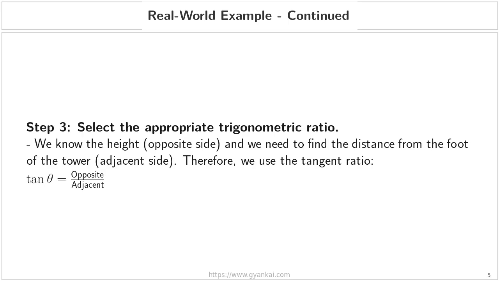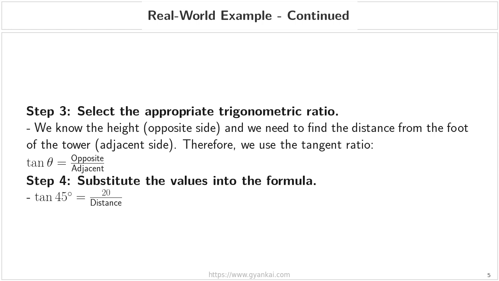Take a look at the triangle we are working with. We already know the height of the tower, which represents the side opposite to our angle. What we are looking for is the distance from the foot of the tower to the package, which is the side adjacent to our angle. Since we are dealing with the opposite and the adjacent sides, the tangent ratio is our best tool here. As a reminder, tangent theta equals the opposite side divided by the adjacent side.